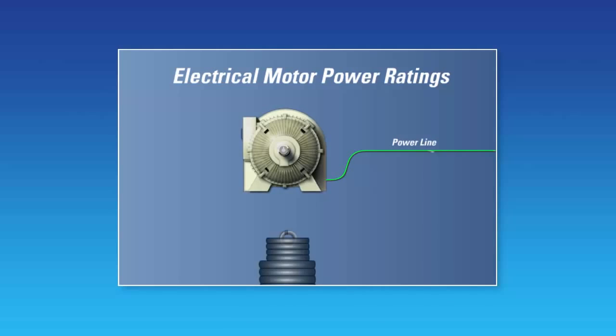Electrical motor power ratings. The function of a motor is to perform work, and so one of a motor's ratings should be its ability or potential to perform work. Work is equal to multiplying the applied force by the distance it has been applied. Power is a measure of the rate at which work is being done and is equal to the amount of work done over a given time.